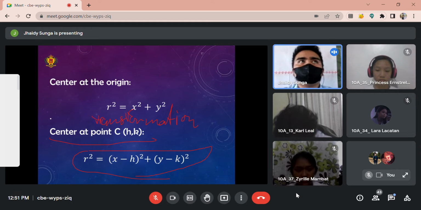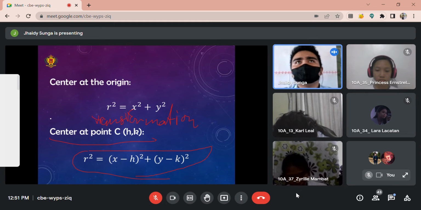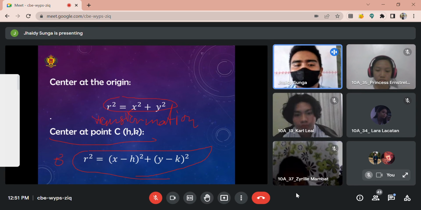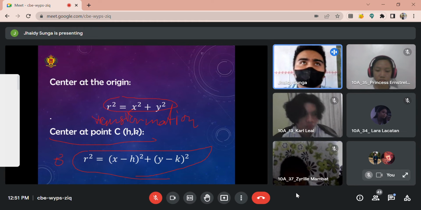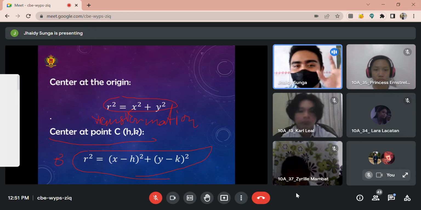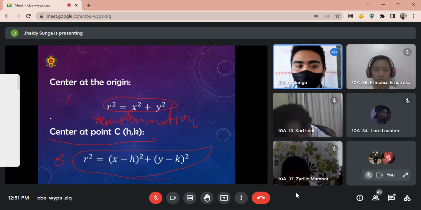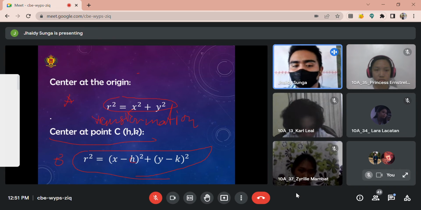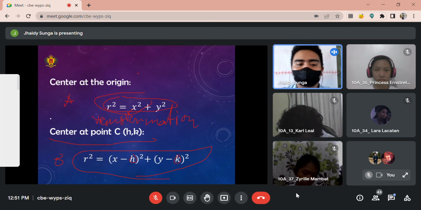Now, Sir Jai, why did you say that our standard formula would be this one, formula B, knowing that we have two? Does it mean that formula B would be the basis of formula A? Yes, it is. If the center of our circle is 0, of course, it will automatically be the origin. That's what I'm saying.